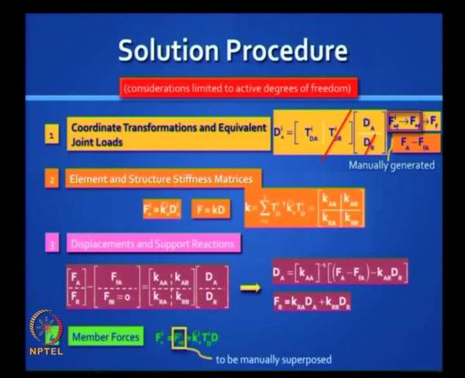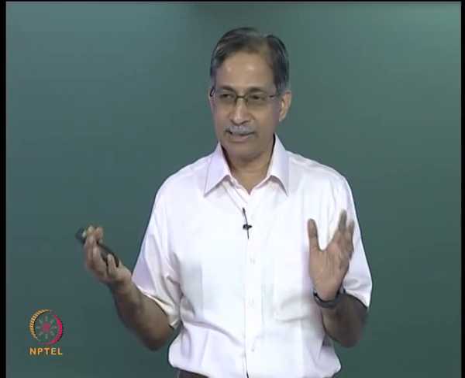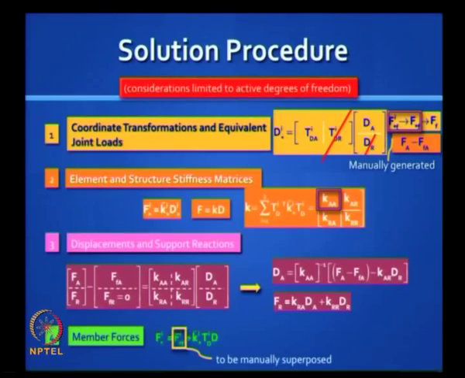Then just need KAA. What is the size of KAA? 3 by 3, that is all. This is nanotechnology, working with small matrices, and you are still getting good results for actual practice. Okay, what about the support reactions? Who cares? Throw it off. Okay, so you just need dA, that also dA minimal, 3 degrees of freedom, plug it in and get it.